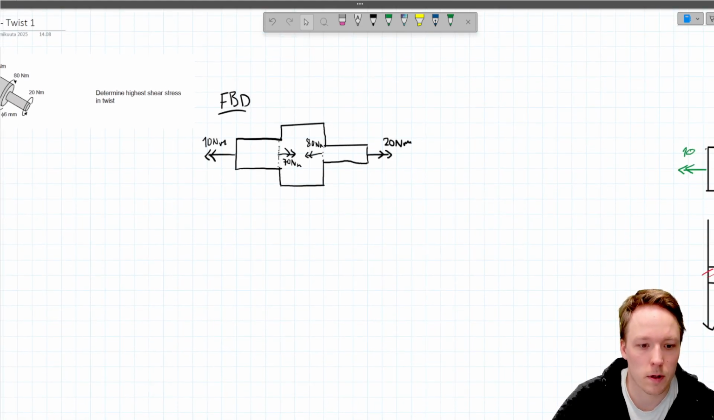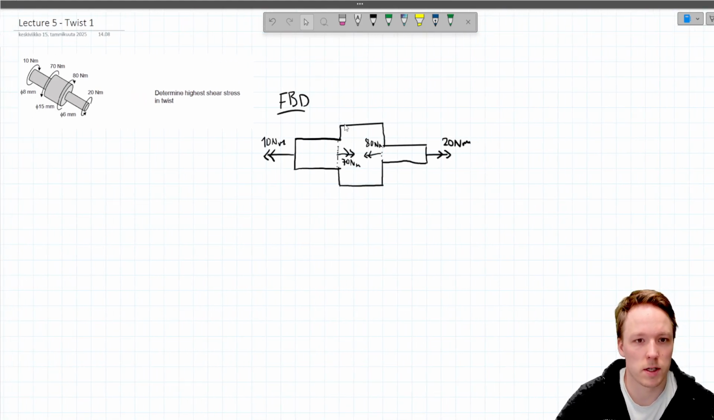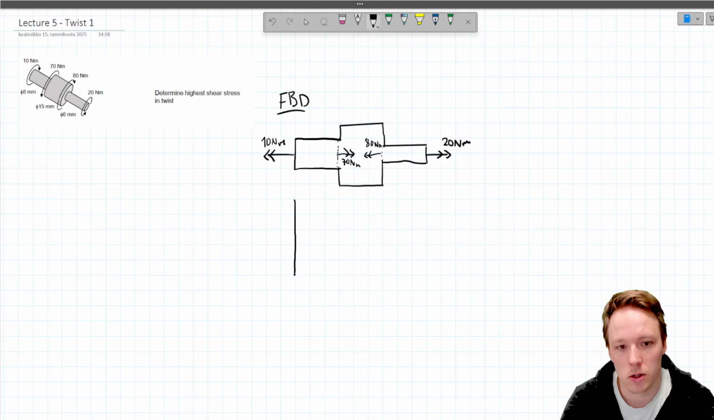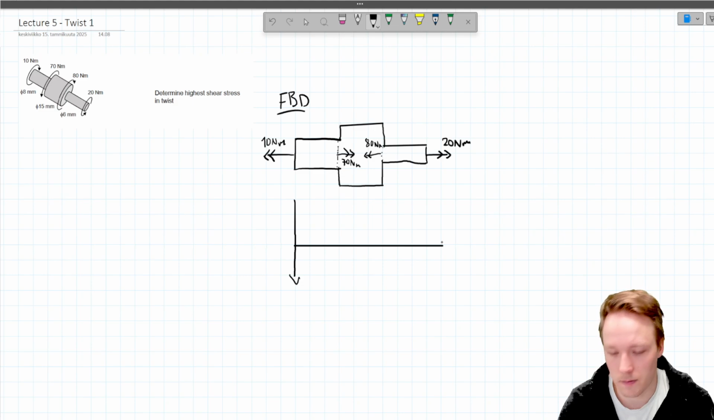So next thing that we need to do in this example is to define the internal torque in the material. So you might remember that we've previously done this same kind of thing for normal stress. So what we do is that we draw the internal torque diagram for this case. So I draw it here underneath the free body diagram, so it's better to understand.